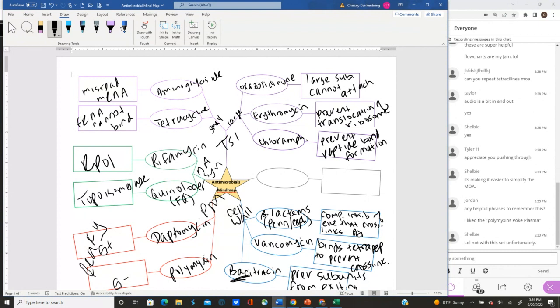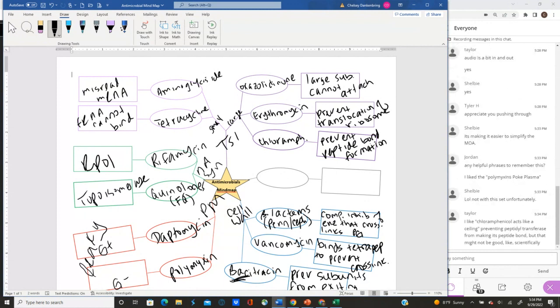All right, last one, y'all. So remember this last one, these are the sulfa drugs, okay? Sulfa drugs. And these are going to target folic acid synthesis. Okay, so I'm going to fill this one out and then we'll talk about it.